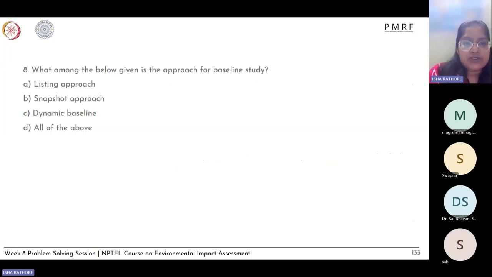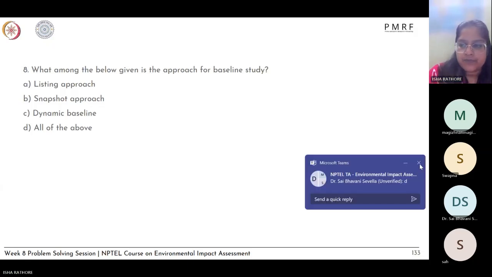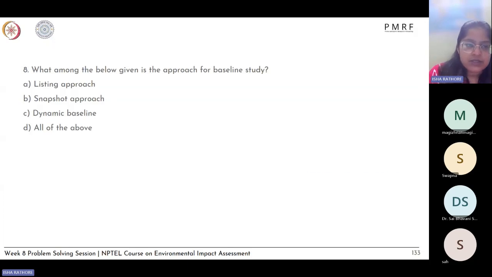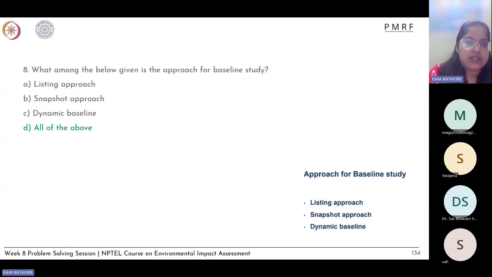Which among the below given is the approach for baseline study? A, listing approach, B, snapshot approach, C, dynamic baseline, and D, all of the above. So D is the correct answer. All 3, that is listing approach, snapshot approach, and dynamic baseline, are approaches for baseline study. So D, all of the above, is the correct answer. Moving on to the next question.